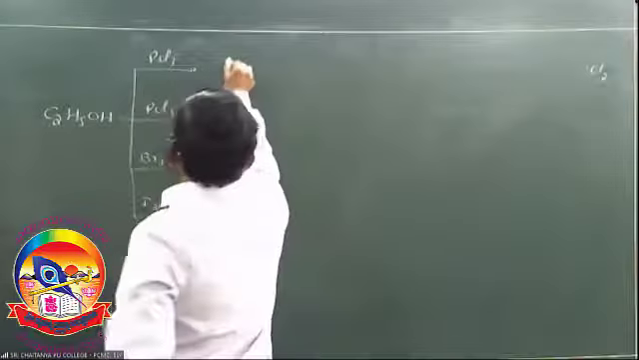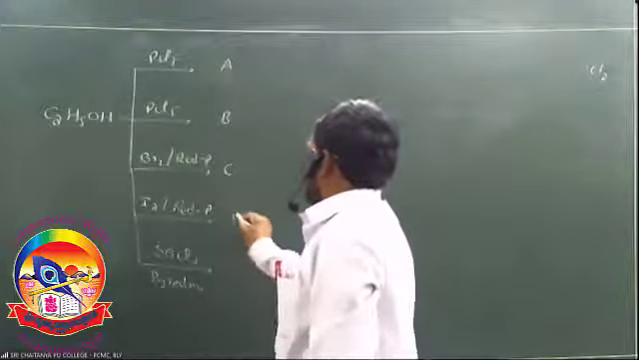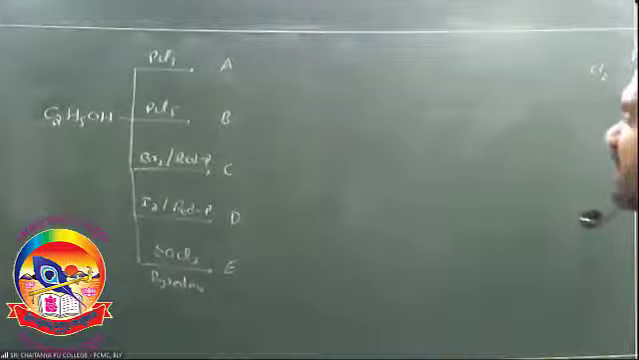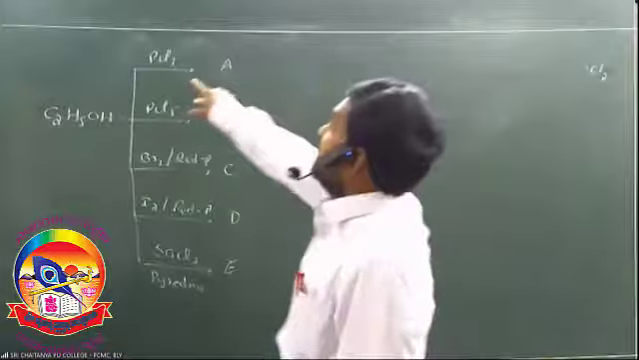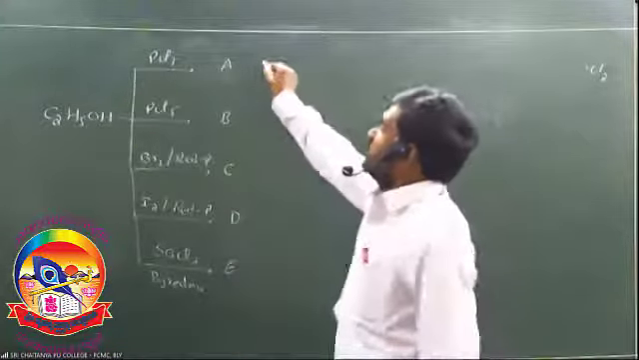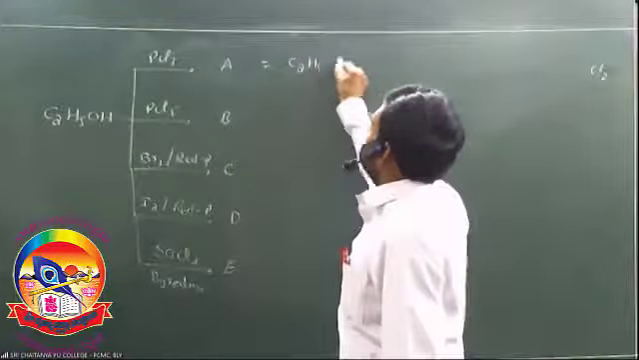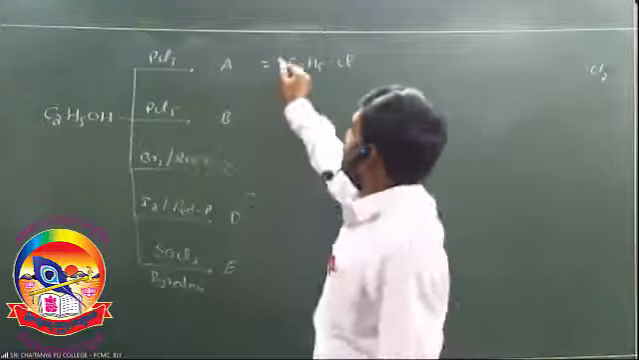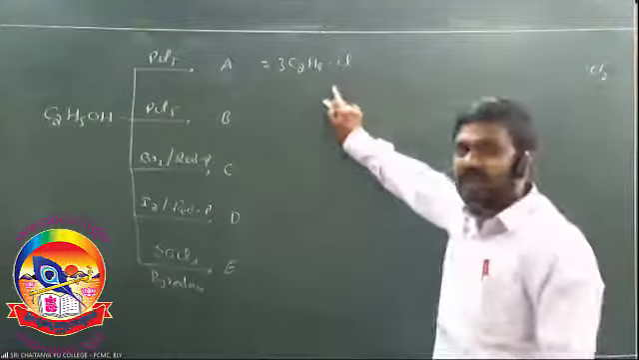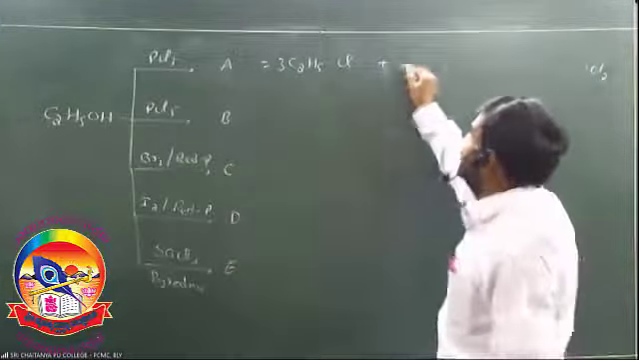Here the products formed are A, B, C, D and E. So what are A, B, C, D, E? First is phosphorus trichloride. Ethyl alcohol reacts with phosphorus trichloride, and ethyl chloride, C2H5Cl, is formed. In this reaction, 3 moles of ethyl alcohol are involved, so 3 moles of ethyl chloride are obtained.